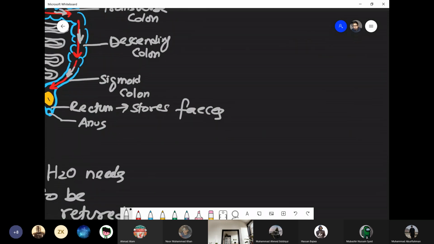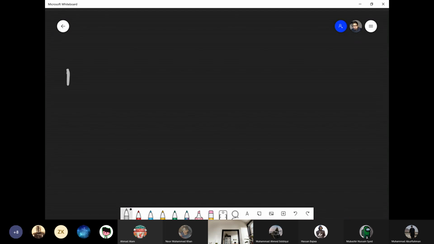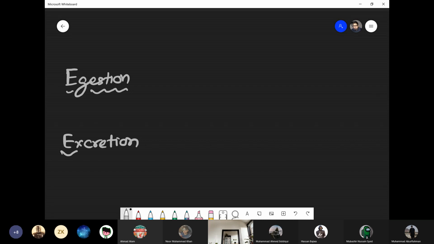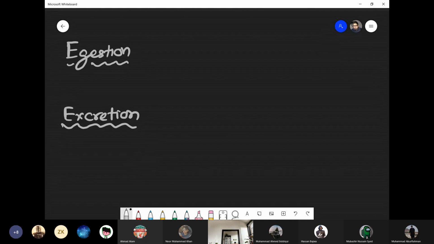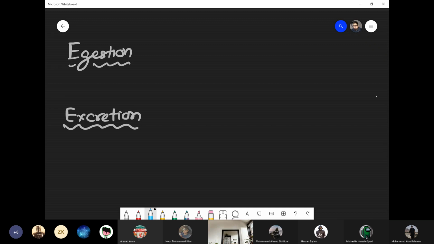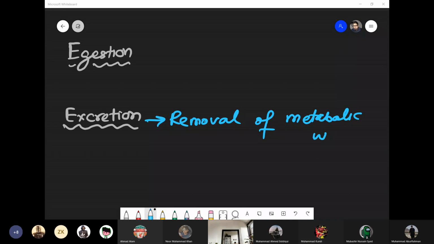Now, this removal of feces is called egestion. Sir Mushtaq may have taught you. If not, then I'm telling you right now that egestion and excretion are two totally different things. Excretion is the removal of metabolic waste from our body. So whenever chemical reactions take place in the body and waste is produced, that removal of that waste is called excretion. Like when we urinate, or when we sweat, or when we exhale, at that time we are excreting.